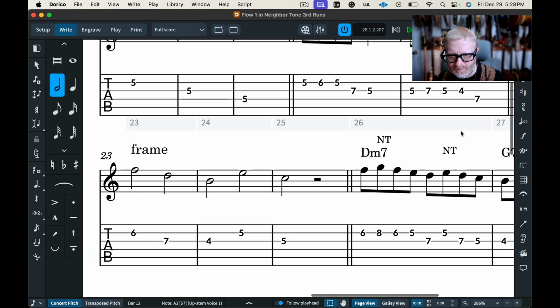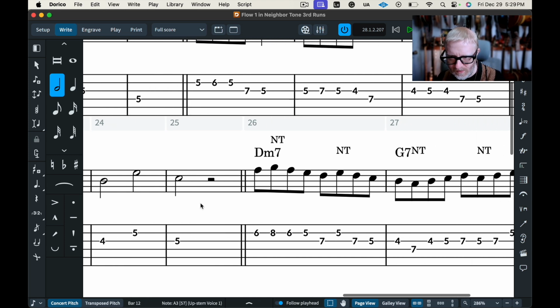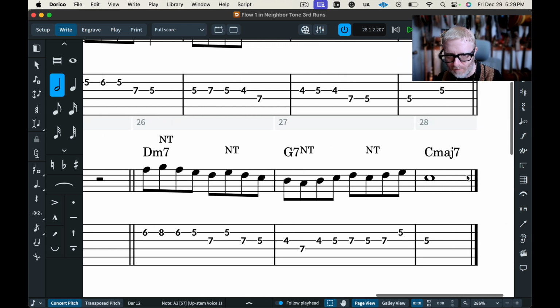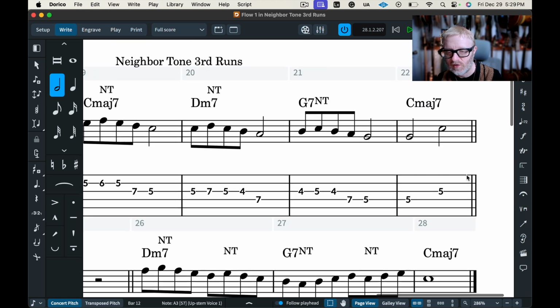I started with a framework, which is a little busier. I have a little more motion in this one with a downward and an upward and a downward motion, so thinking a little bit more about the shape and the arc of this movement. And then I started to fill it in using the neighbor tones, and I marked them NT, and you can see I go up and down in this one. So we have a little bit more variety in here, so it feels like there's more movement.